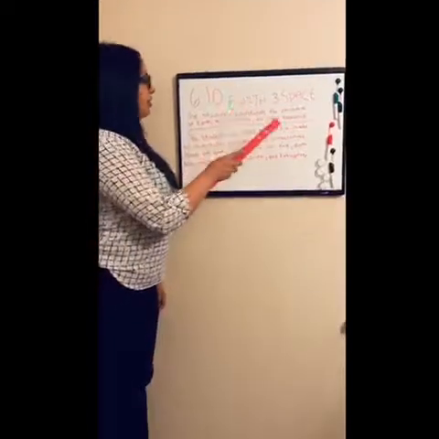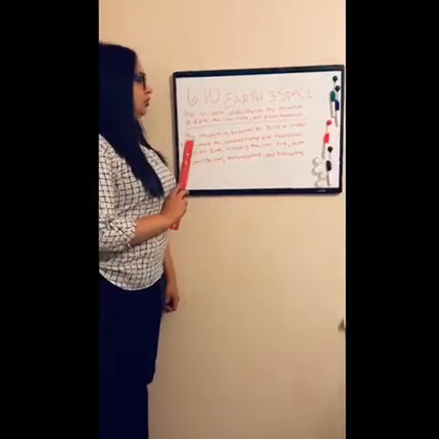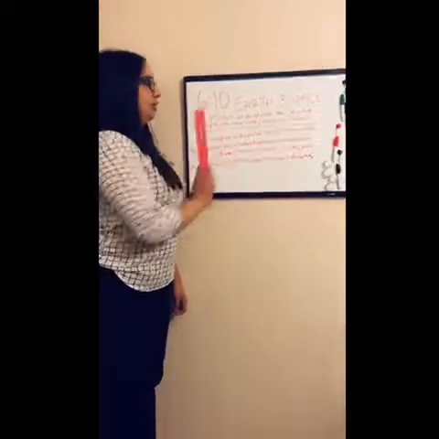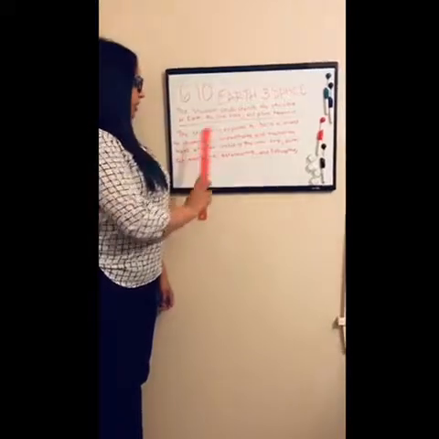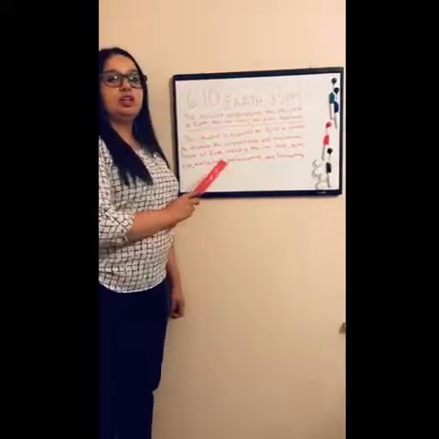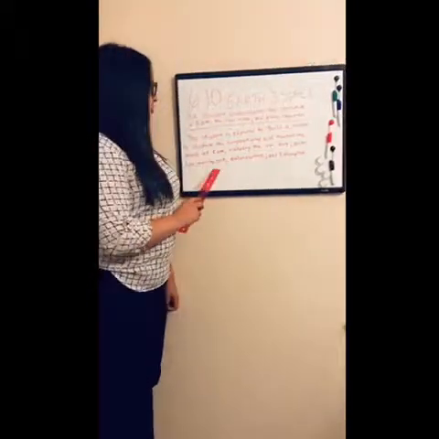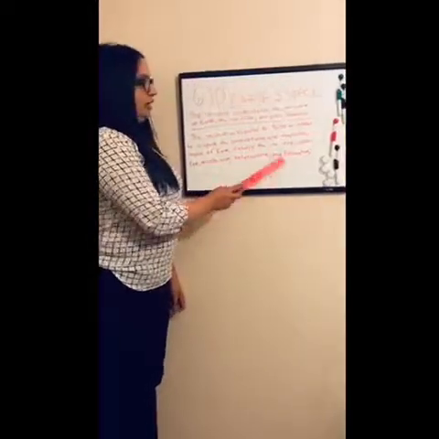Today we'll learn about Earth in space. The student understands the structure of Earth, the rock cycle, and plate tectonics. The student is expected to build a model to illustrate the compositional and mechanical layers of Earth, including the inner core, outer core, mantle, crust, asthenosphere, and lithosphere.